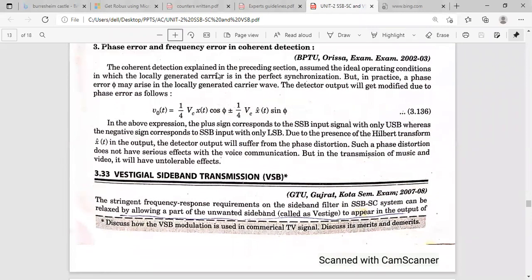Okay, so we have the phase error at the output. Okay, so you have to consider either upper sideband or lower sideband. So here x̄(t) is nothing but the Hilbert transform of x(t). Okay, here the output will suffer from the phase distortion.